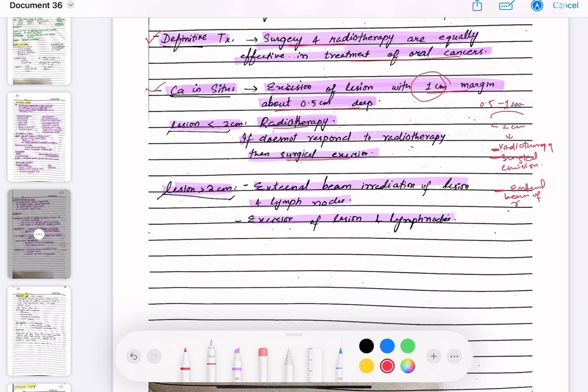And also excision is done. So the treatment is provided according to the size. Radiotherapy, irradiation, and excision are the choices of treatment.